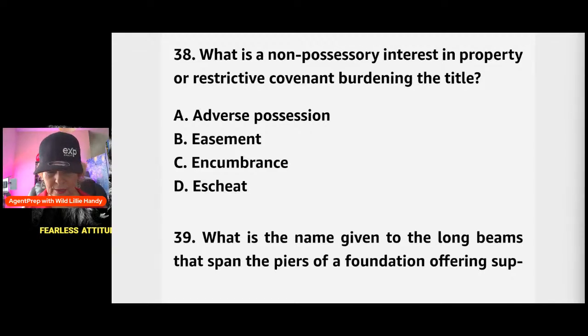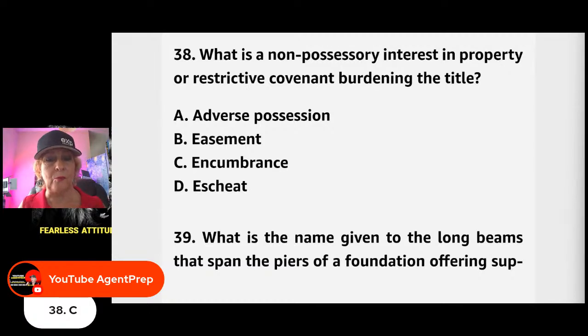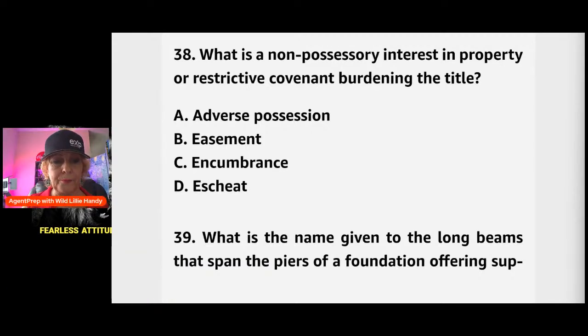Oh my gosh, I was going to type the wrong answer. Yes, 38C, encumbrance, right? That is a lien, a judgment. That is a mortgage, something that is attached to the title and it burdens it. It creates a cloud on title and has to be cleared in order to be able to convey to someone else, to the new buyer.